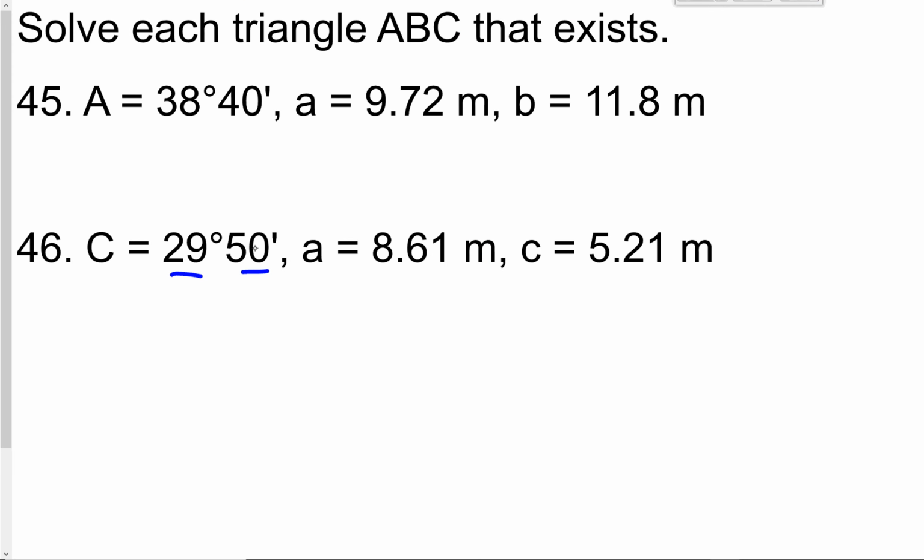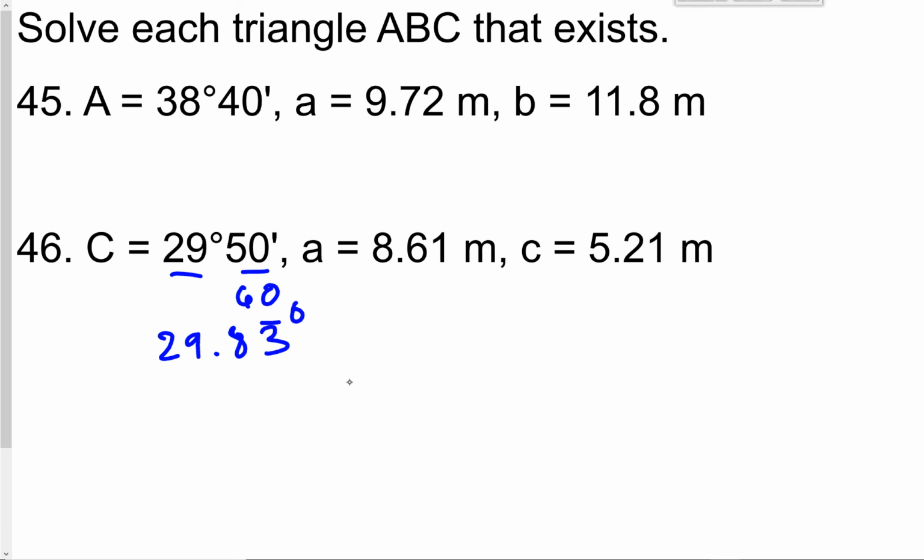This time we're given degrees and minutes, so we go ahead and transform that. Just divide that 50 minutes by 60. So 50 divided by 60 is just 5 over 6. So we get 0.83 repeating, so 29.83 repeating degrees. Okay. And then we have two sides and an angle. Again, that angle is not in between those two sides, right? So we're going to have three possible outcomes: one triangle, two triangles, or no triangles.